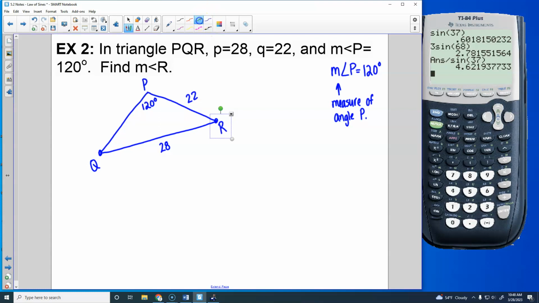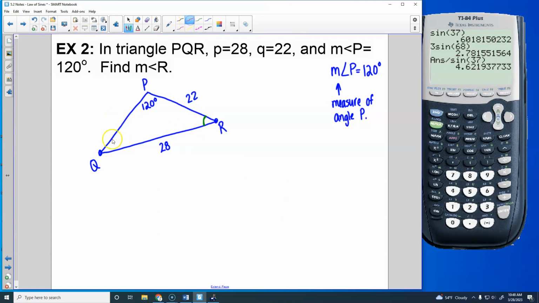They have asked us to find the measure of angle R. This is what we're looking for right here. Can we find the measure of angle R right away? Okay, we cannot because we don't know the length of the side across from angle R.